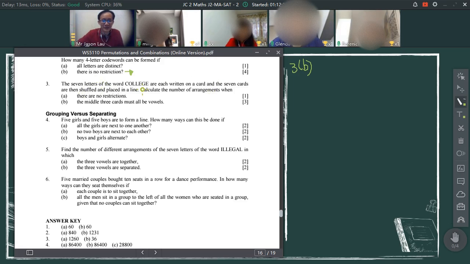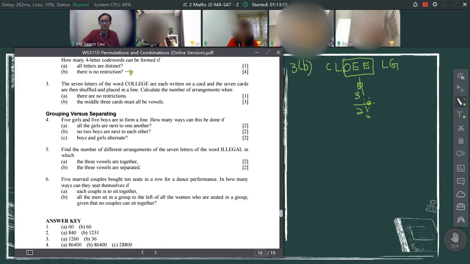Okay. The 7 letters, COLLEGE. The middle 3 cards must all be vowels. So you make sure that they are all vowels. So you have O, E, E at the center. Then the other letters: C, L, L, G. 1, 2, 3, 4. Altogether 7 letters. So I want to get this combination. Then here will be 3 factorial over 2 factorial, the middle group of vowels. So they are grouped together that way.